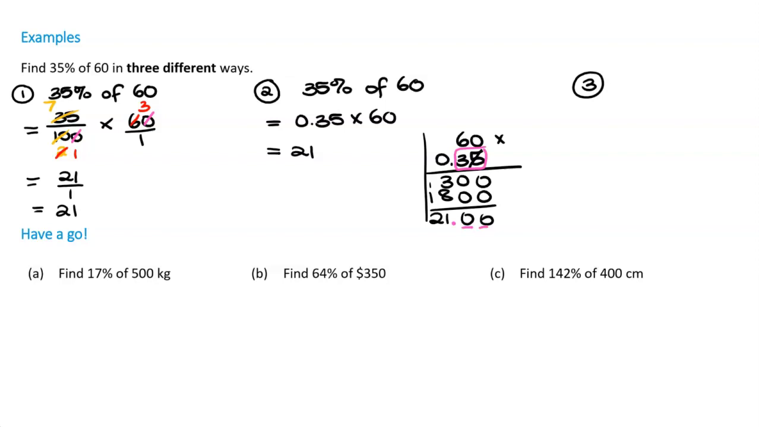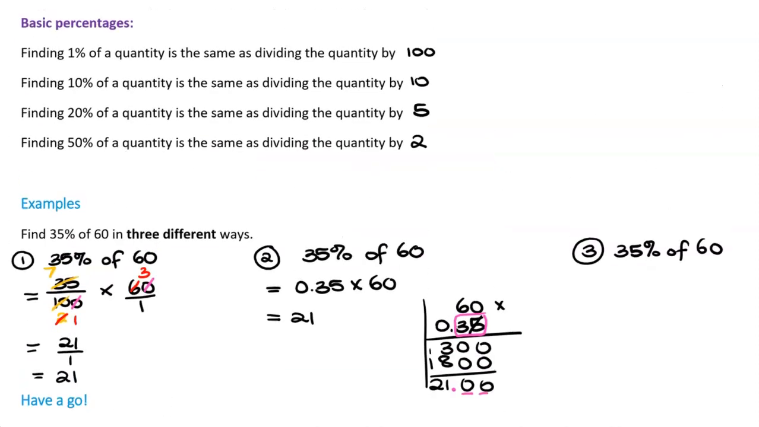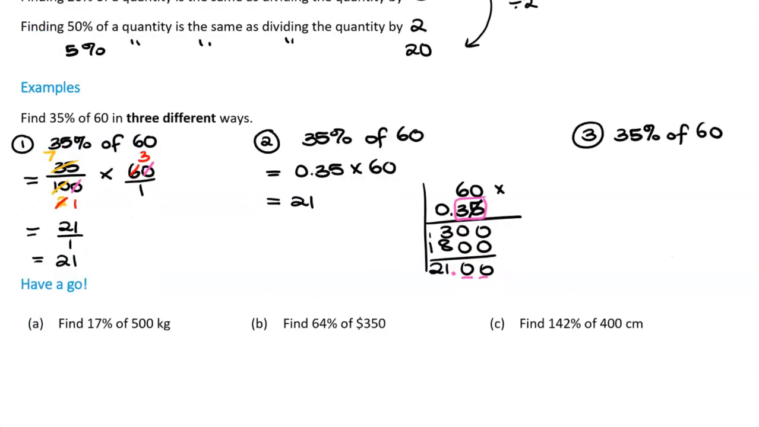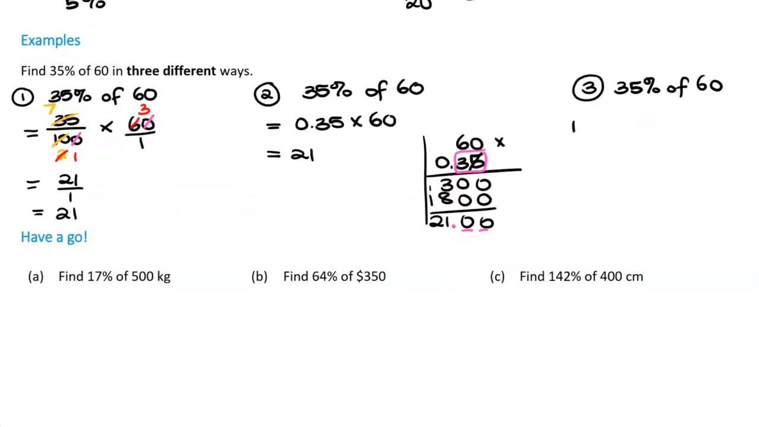The last method is doing it a little more mentally. So if we want 35% of 60, we could actually build that from basic percentages. We could have 3 lots of 10%, and we could even do 5%. If we wanted 5% of a quantity, that's the same as dividing something by 20. Or you could take the 10% amount and divide it by 2. So let's maybe try that method. So let's build it up.